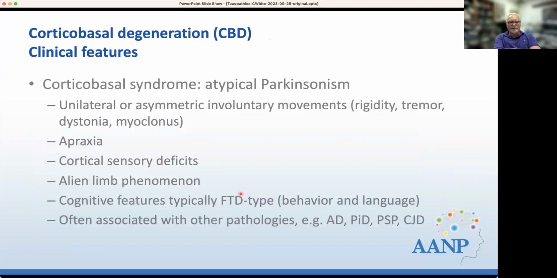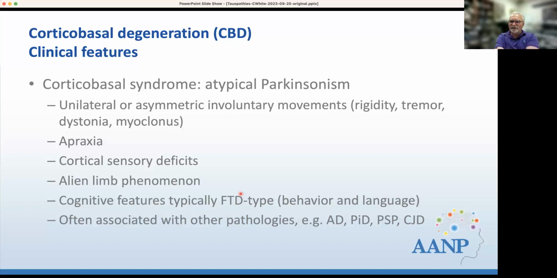Clinical features of cortical basal degeneration most commonly include the cortical basal syndrome, which I mentioned can also be seen in Pick disease. This is an atypical type of Parkinsonism that's characterized by unilateral or asymmetric involuntary movements that include rigidity, tremor, dystonia, and myoclonus. There can be motor apraxias, cortical sensory deficits, and even a curious phenomenon called the alien limb phenomenon as part of the cortical basal syndrome. The cognitive features associated with CBS are typically of the FTD type and include behavior and language abnormalities.